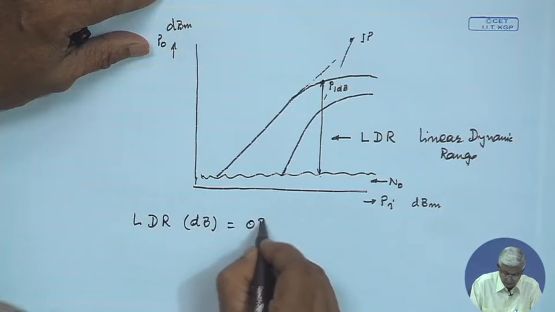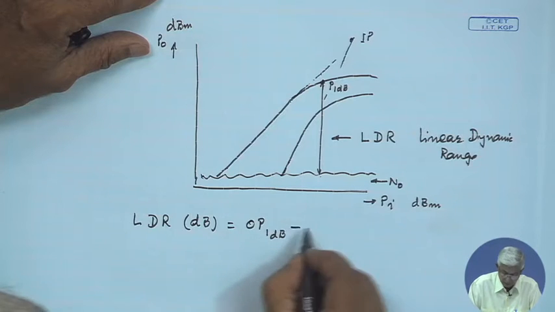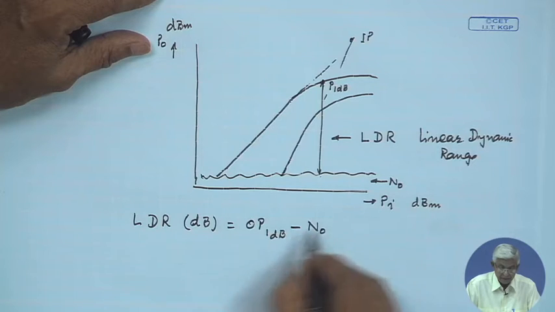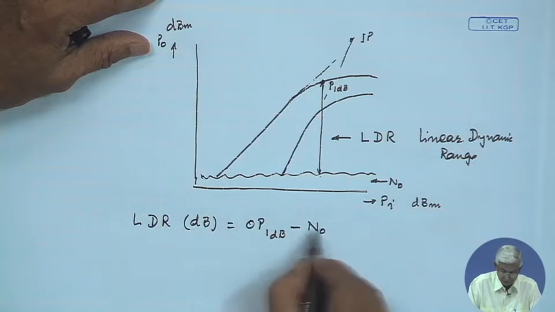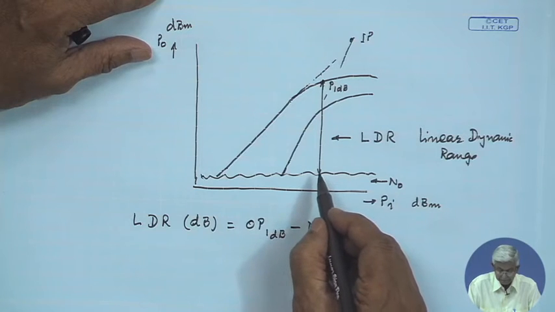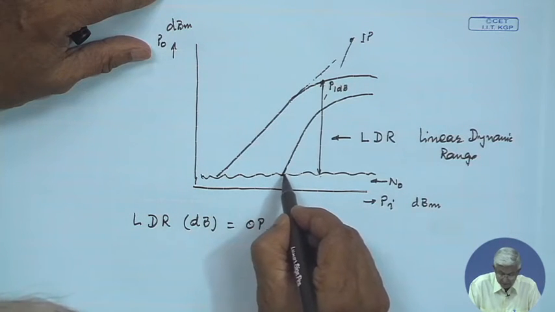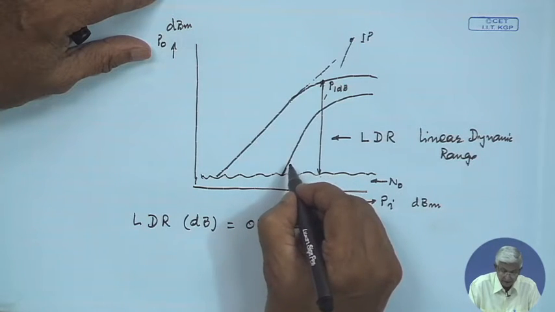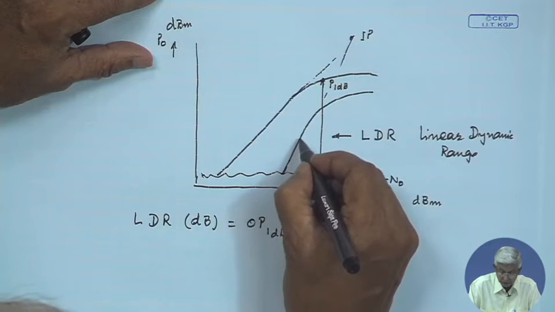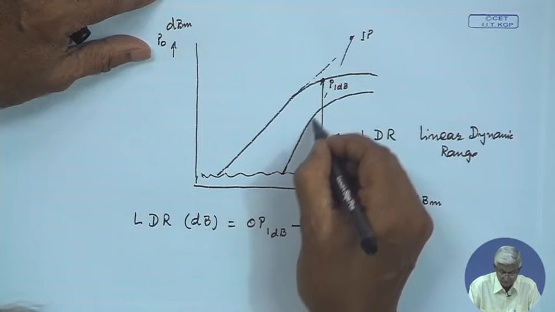So, LDR, linear dynamic range in dB, is the output 1 dB compression point minus noise power. So, that is the linear dynamic range, but though it is linear dynamic range, our spurious starts coming in. This is the third order intermod product, P 2 omega 1 minus omega 2 or P 2 omega 2 minus omega 1, one of them we take.